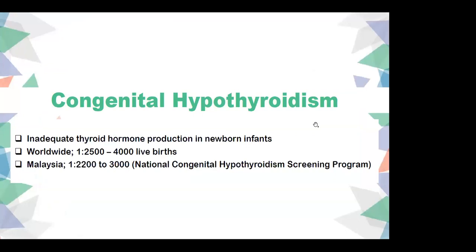So we start with congenital hypothyroidism first. Congenital hypothyroidism is inadequate thyroid hormone production in newborn infants. The incidence of congenital hypothyroidism worldwide is 1 in 2,500 to 4,000 live births, while in Malaysia, the incidence is 1 in 2,200 to 3,000 live births. And this data can be obtained from the National Congenital Hypothyroidism Screening Program.